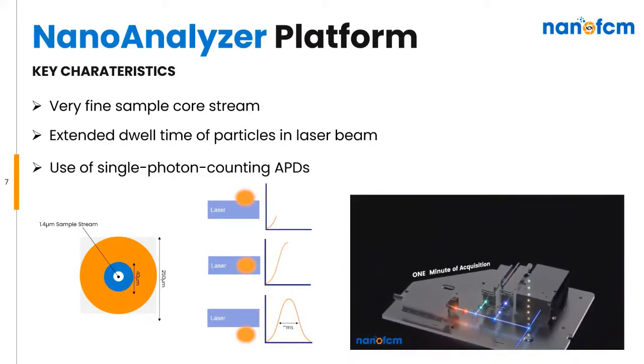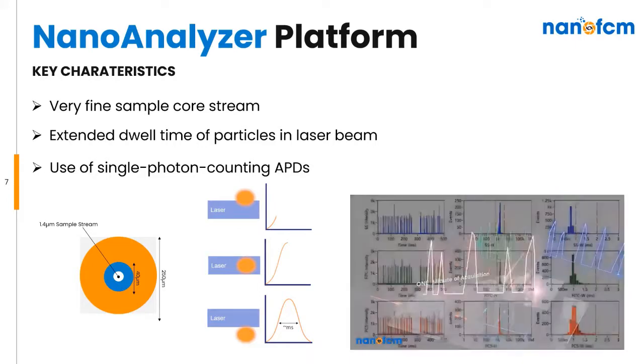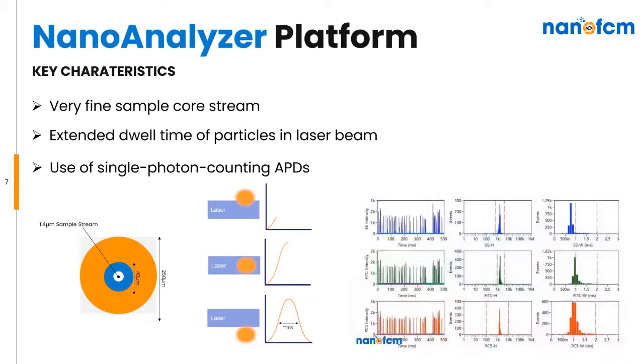And finally, the Nanoanalyzer utilizes highly sensitive single photon counting modules for side scatter and fluorescent detection. This ensures enhanced quantum efficiency of photon detection, which makes it ideal for EV research.